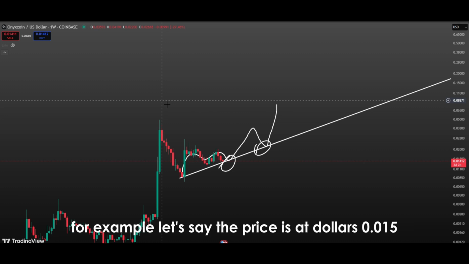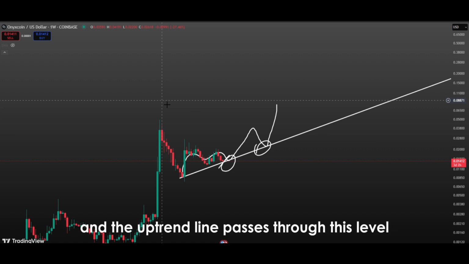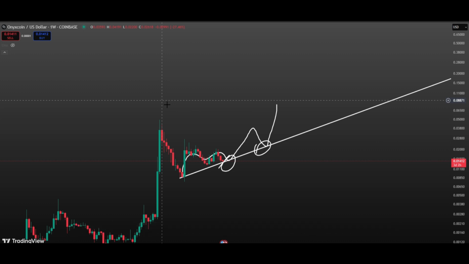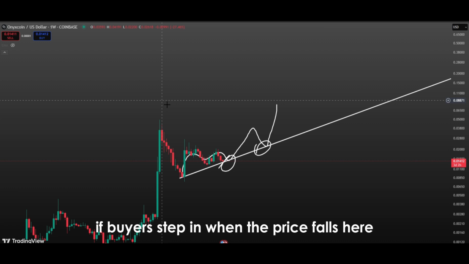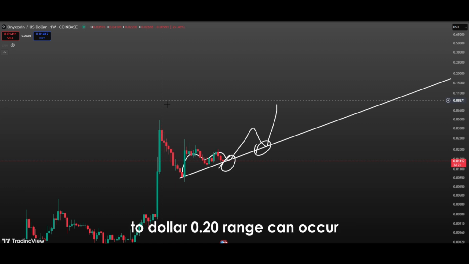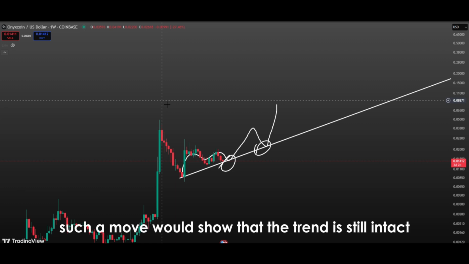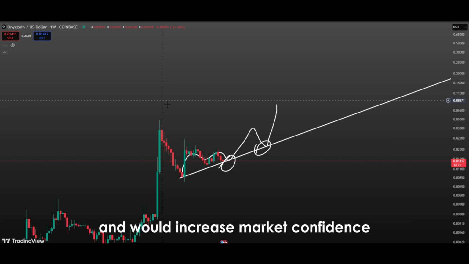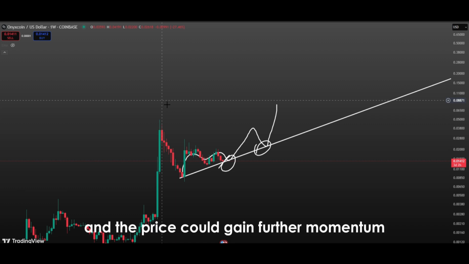For example, let's say the price is at $0.015 and the uptrend line passes through this level. If buyers step in when the price falls here, a quick bounce to the $0.018 to $0.20 range can occur. Such a move would show that the trend is still intact and would increase market confidence. With that confidence, investors could make larger purchases and the price could gain further momentum.